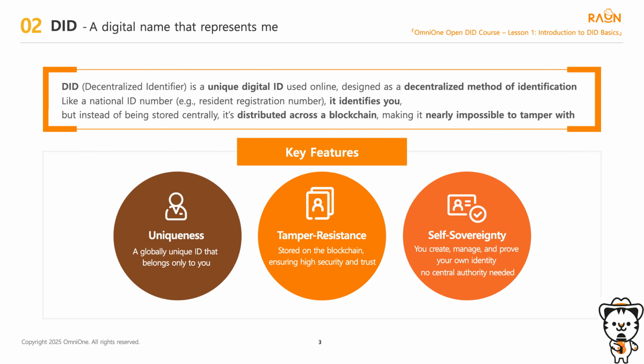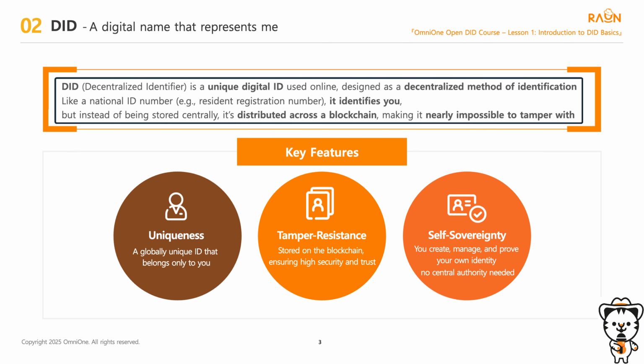First, let me explain what DID is. In simple terms, a DID is a digital name that represents you. DID stands for Decentralized Identifier. It's a unique digital ID used online that is decentralized. Like a social security number, it identifies you. But it's stored in a decentralized way on the blockchain, making it nearly impossible to forge or alter.